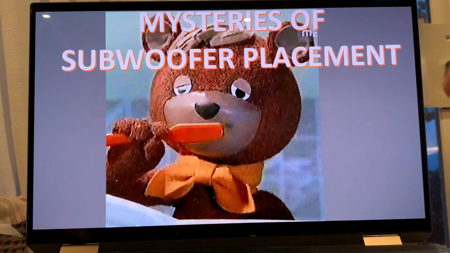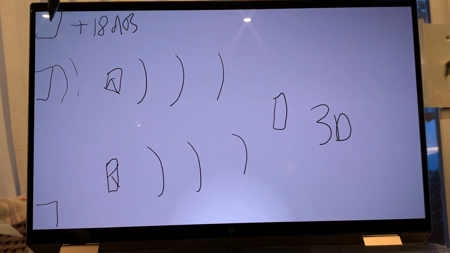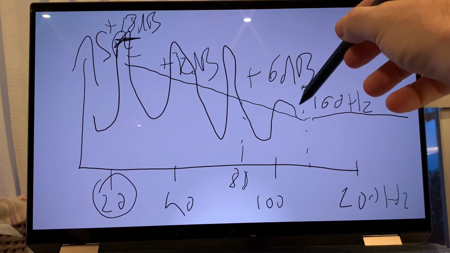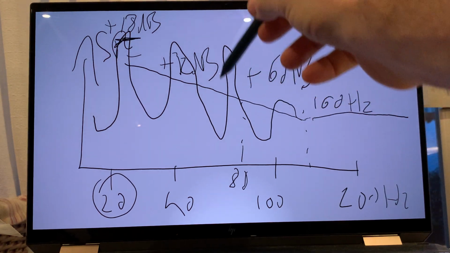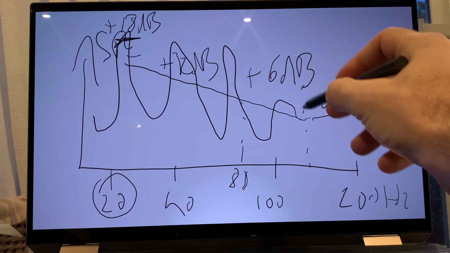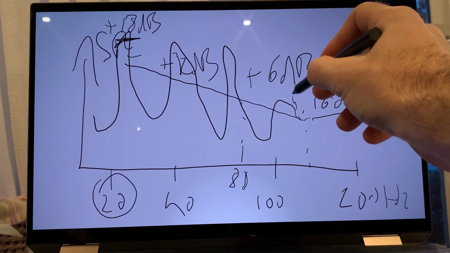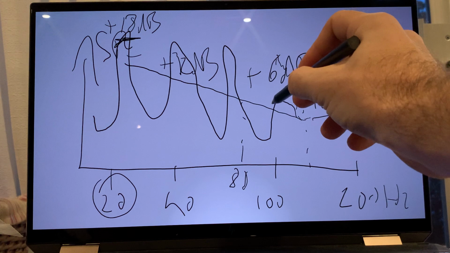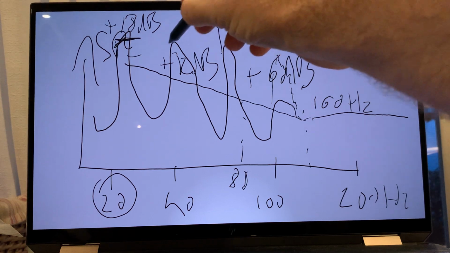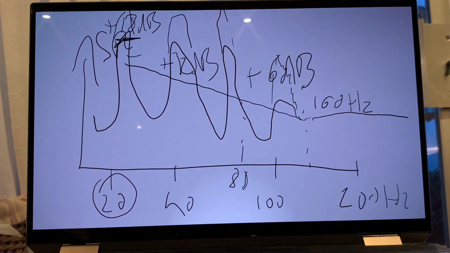However, one thing is for sure, that if we place the subwoofers in the corner, then we are maxing out this property of your room. So where there was a tiny boost before, now we are adding plus 18 dB because we are placing it in the corner. So these peaks are going to be just monstrously giant.